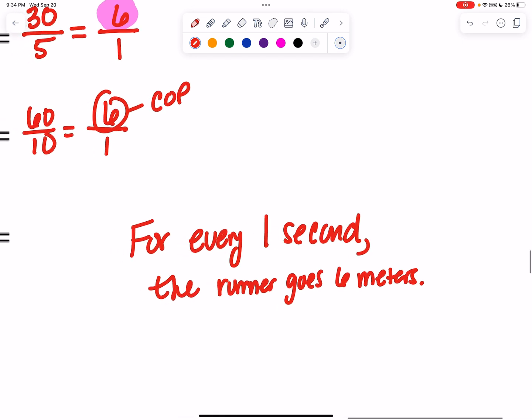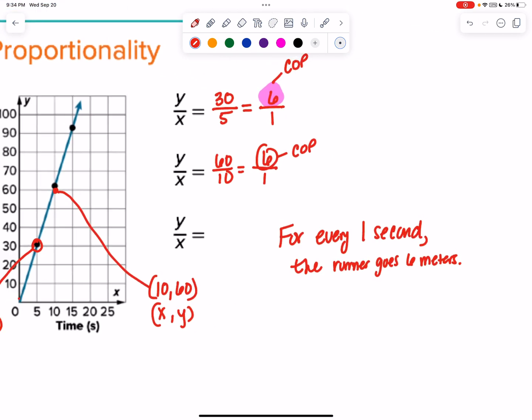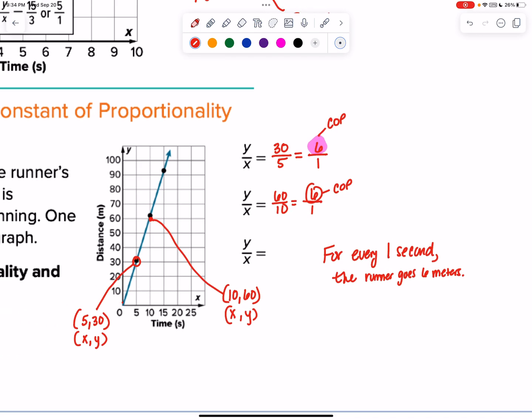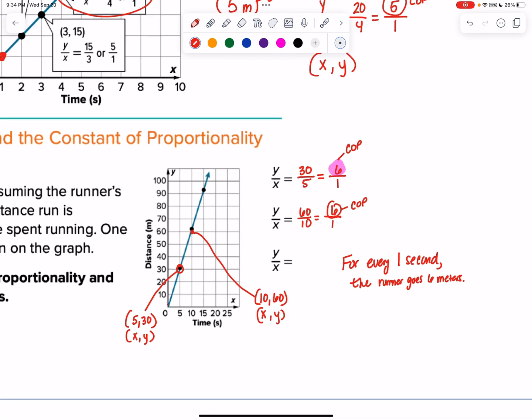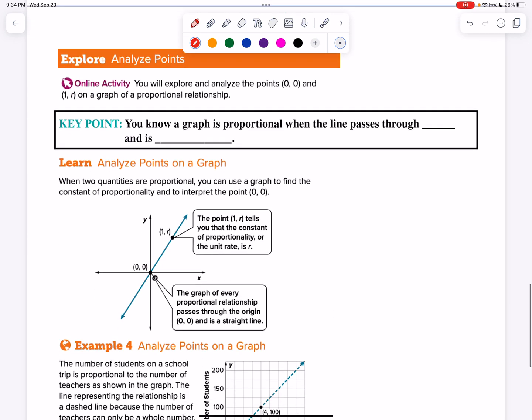Okay, so I understand for every 0 seconds, we go 0 meters. For every 1 second, the runner goes 6 meters. So there's my information that I need to be able to interpret. So let's go ahead and analyze some more points like that on these graphs.